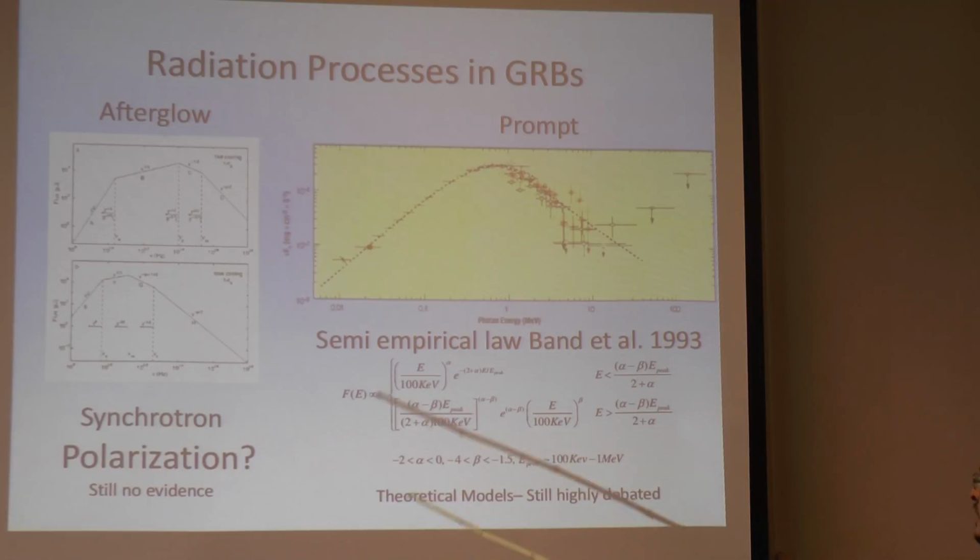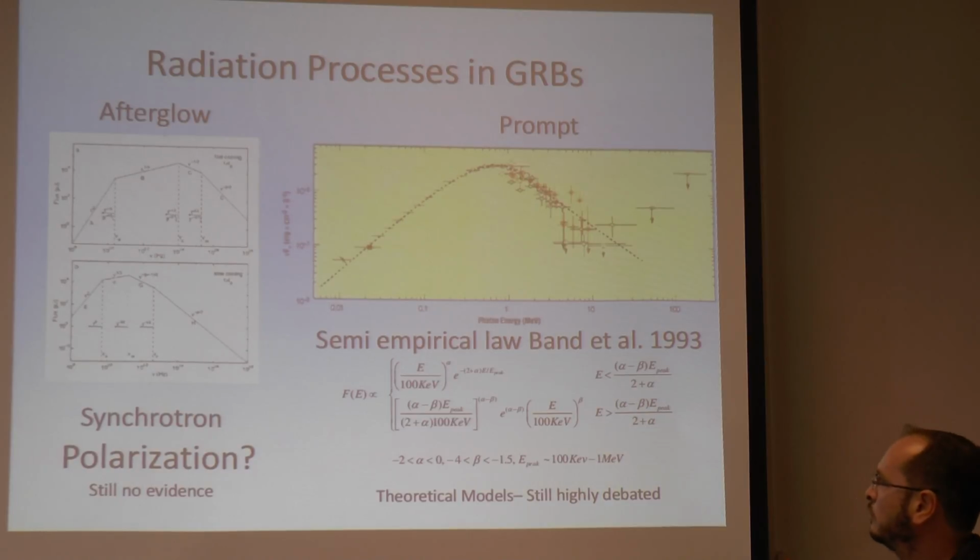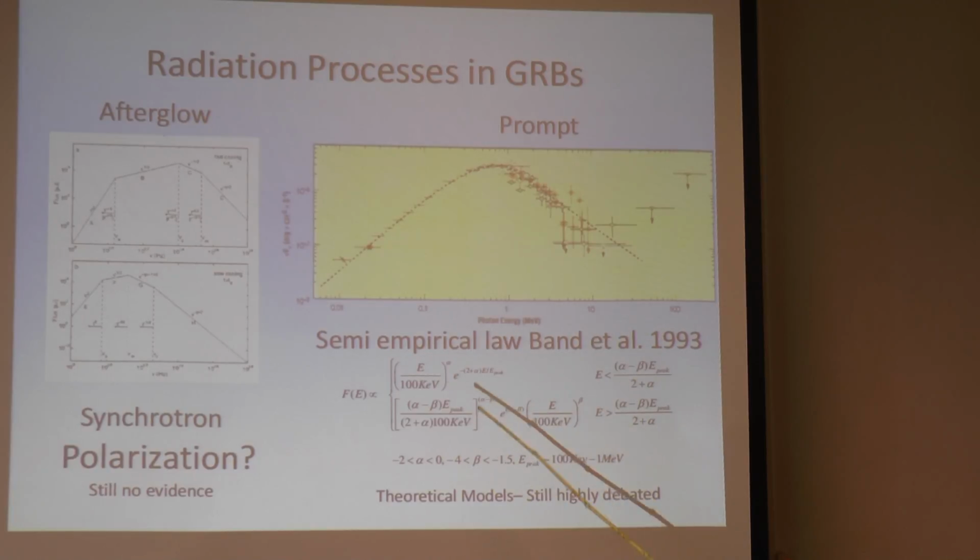In the 90s, Band and others tried to fit the spectrum of the prompt emission with a double power law. This is called the Band function. But later, when the Swift data came, which is more detailed and more extensive, we saw that this function doesn't fit all of the time. It fits only at very specific times, and you can get a better fit if you assume, in addition to the power law, also a thermal radiation, a black body radiation.